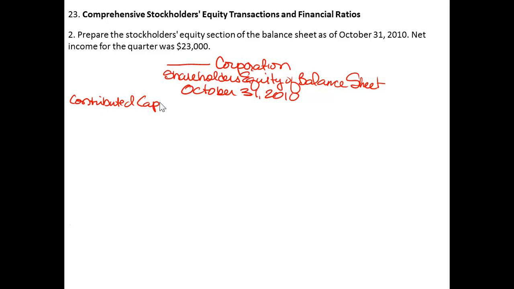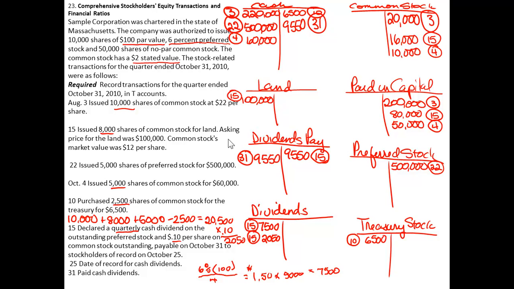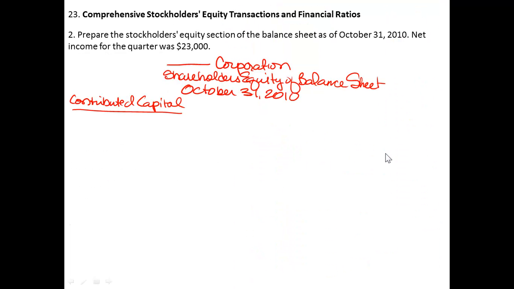So let's do that one first. And there's two accounts, or there's three accounts, but two types of stock. Oops, sorry about that tricky mouse. So we have preferred stock, and preferred stock has a balance of $500,000. There is no paid-in capital preferred stock, so let's write down preferred stock.